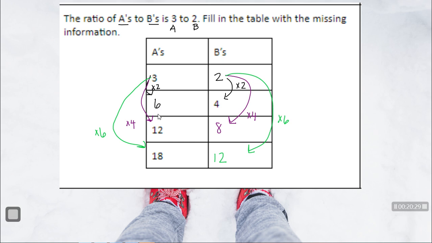Some of you might have said, but Miss Waters, right here, I could go from 6 to 12 by just multiplying by 2, and that seems kind of easy. Well, that's okay, but be careful because then coming right here, how could you get from 12 to 18? That is not as clear. So I like to always go back to that original smaller ratio to fill in my missing values.